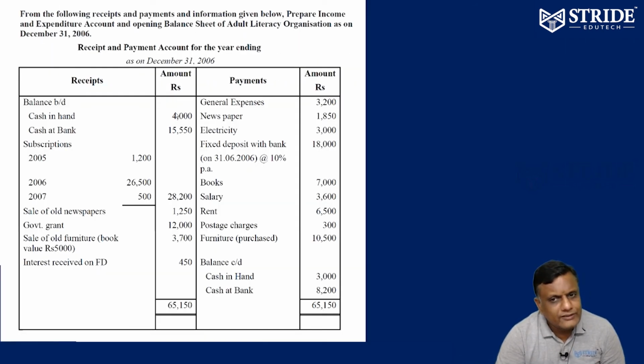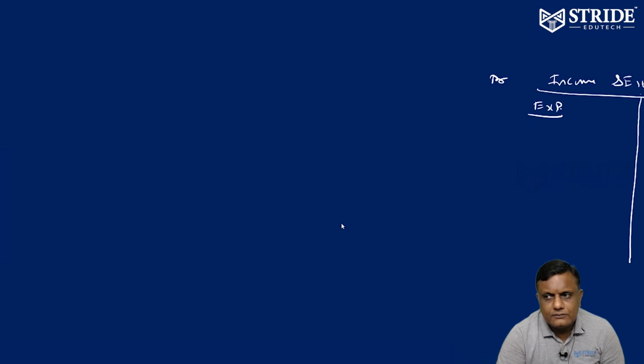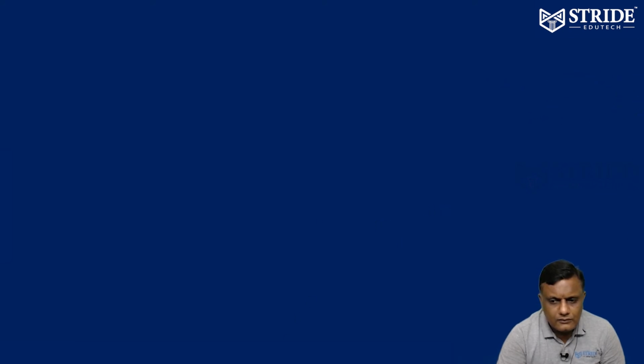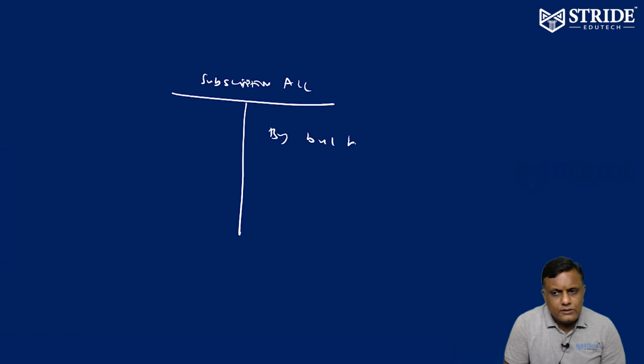Now let's see. Opening cash, last year balance sheet 4,000, we don't require. Opening cash at bank, last year balance sheet, we don't require. Subscription, yes, a lot of subscriptions are given. It is better to open a subscription ledger. Subscription is a purely income item. So by balance brought down, that is subscription received in advance opening.